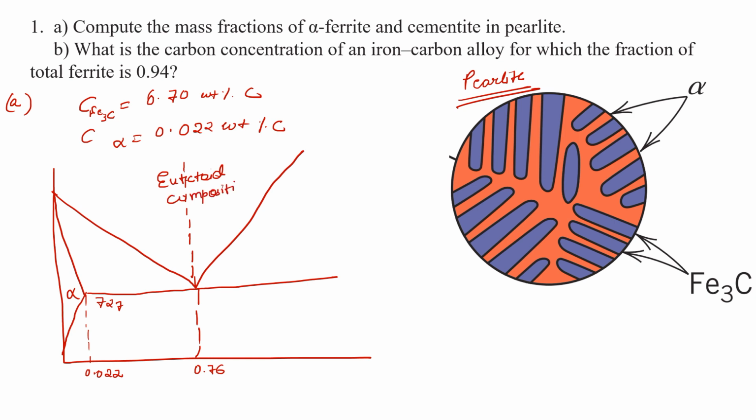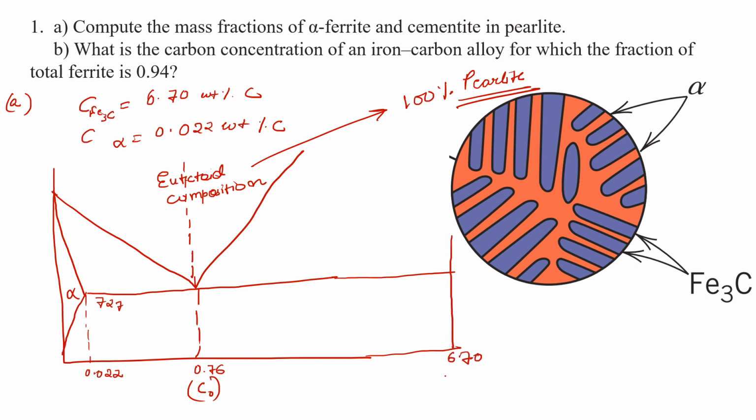Why do we want pure eutectoid composition? Because eutectoid composition has 100% pearlite. That's the reason why we should consider only this 0.76, which is my C naught in this case. So C naught is 0.76, and this pearlite continues to pure Fe3C, which is 6.7 weight% of carbon.